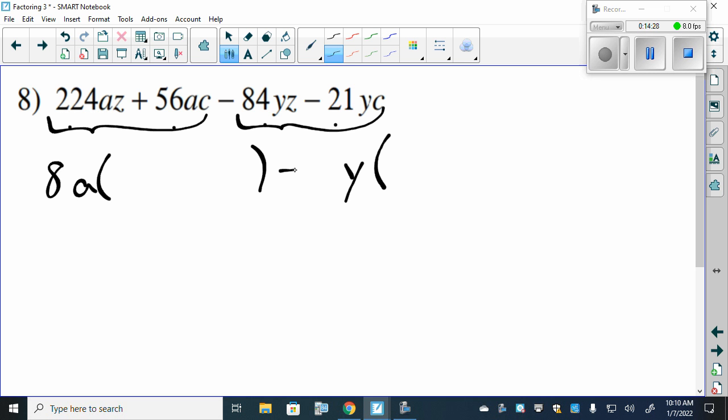Now looking between these two here, well, 21's factors are 1 and 21, which really doesn't help us, or 3 and 7. Now is 84 divisible by 3? Is it divisible by 7? Is it divisible by 21? Is 84 divisible by 21? Because 21 times 4 is what? 84. That's kind of interesting, isn't it? What is 224 divided by 56?